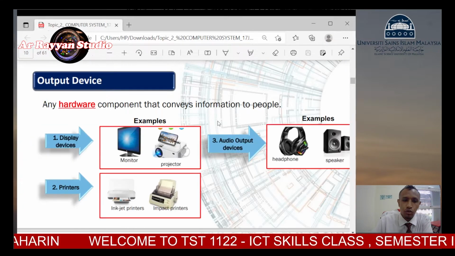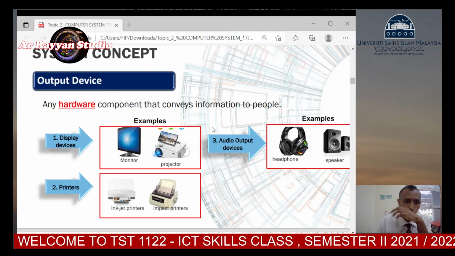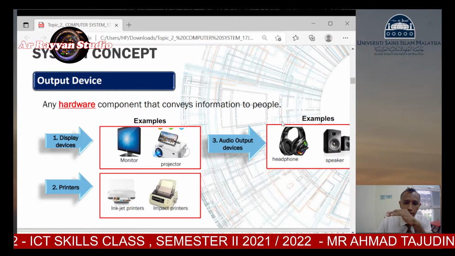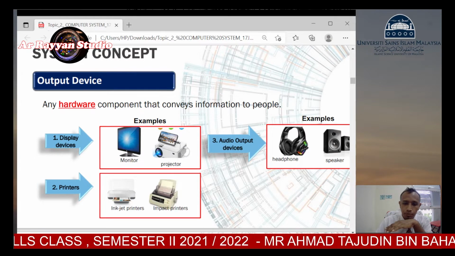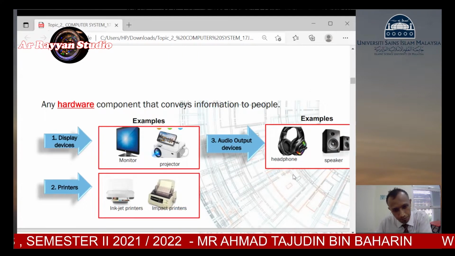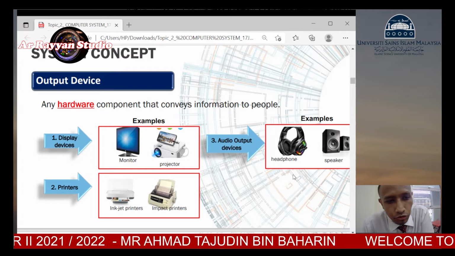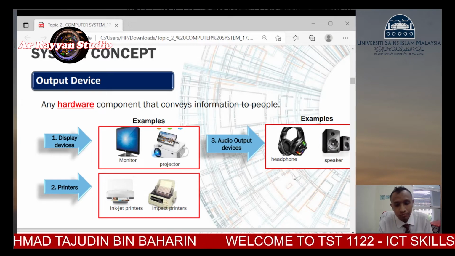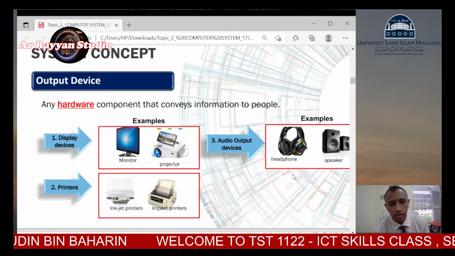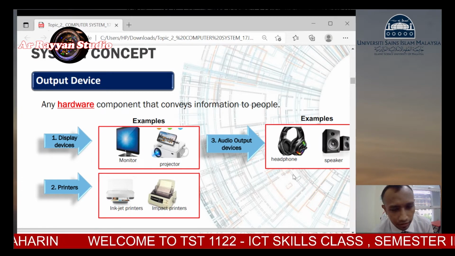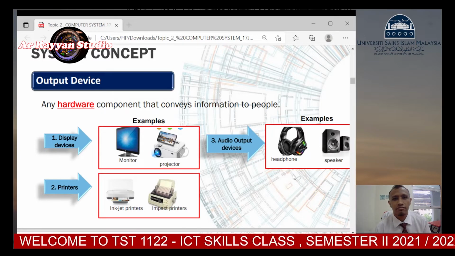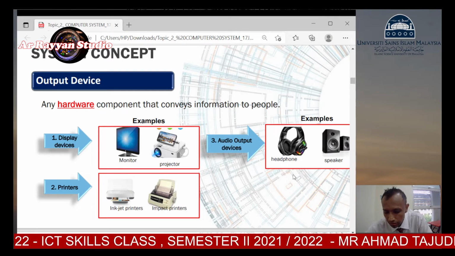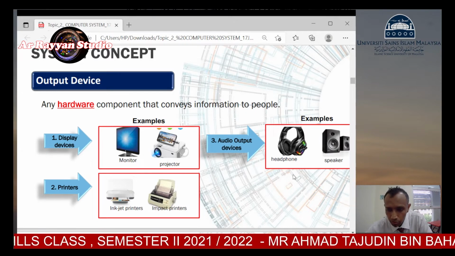Right, next we go for output device. Alright, output device is any hardware component that convey information to people. Example, monitor, printer, headphone, speaker. What else? Apa lagi yang boleh dikategorikan sebagai output device? Hard disk? The one is storage. Oh. Right, output device, benda yang keluar daripada komputer. Apa lagi?